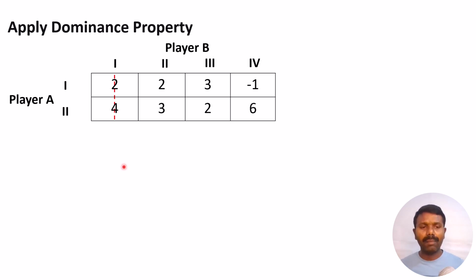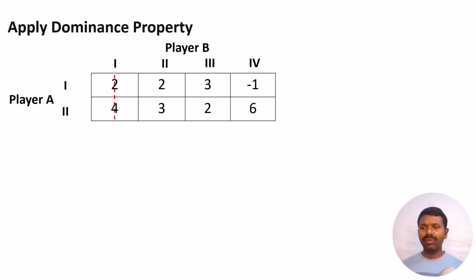Then again if you compare the second strategy with the third strategy, the second strategy of player B is not dominating the third strategy. So here we can't compare. Then again if you see, 3 is dominating -1, but 2 is not dominating 6. So that means this 2 by 3 matrix we can't reduce further. So if we can't reduce it further, the other solution for solving the problem is the graphical method.